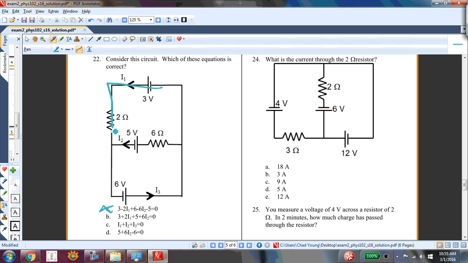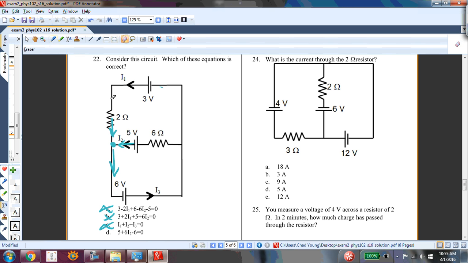3 plus 2I1. Oop, that's not right. It should be minus 2I1. Plus 5, that's correct. Everything's correct there except for the sign. I1 plus I2 plus I3 is equal to 0. Well, let's just pick a junction. I have I1 coming in, I2 going in, I3 going out, so that's not right.